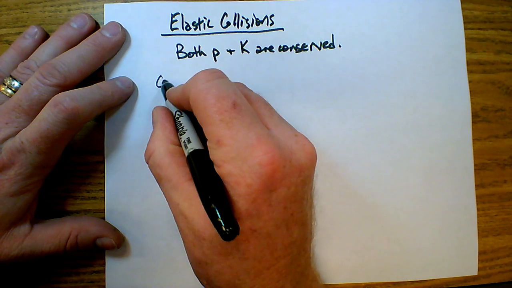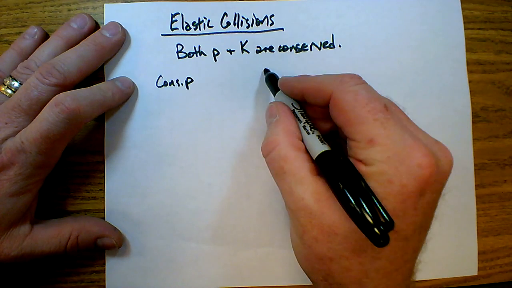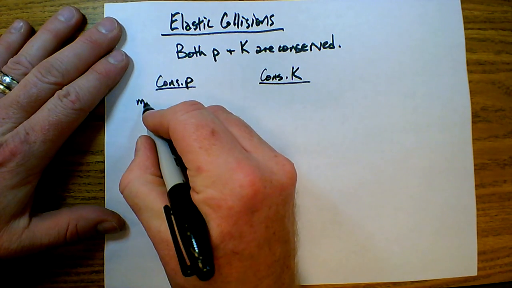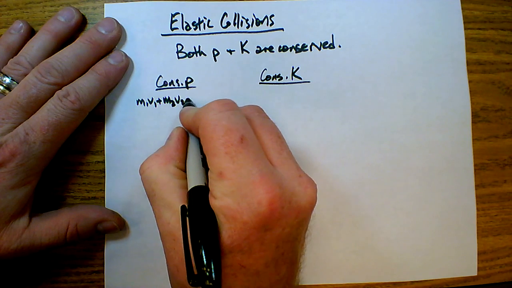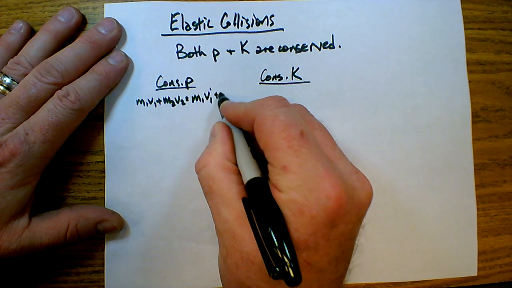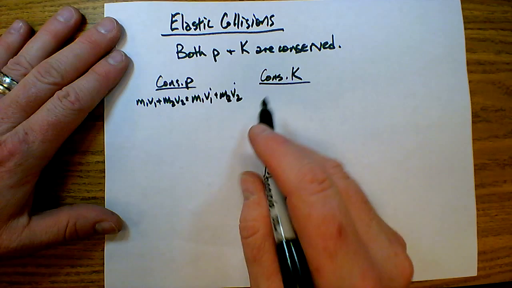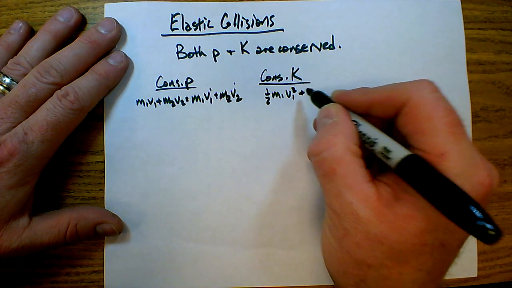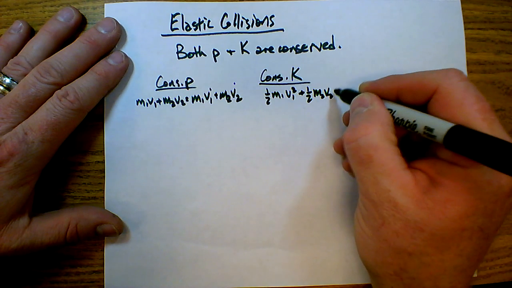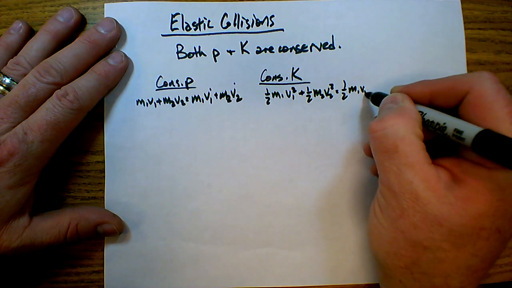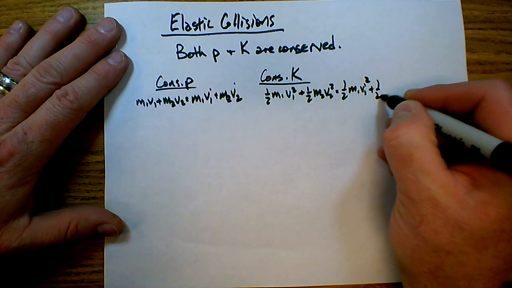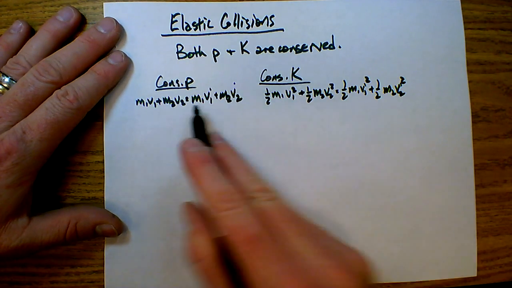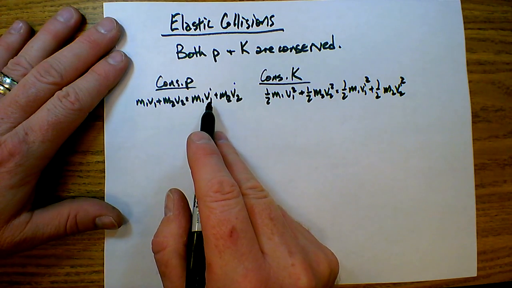But if we have a case where kinetic energy and momentum are conserved, then I can use both the conservation of momentum equation and the conservation of kinetic energy equation. From conservation of momentum, m1v1 plus m2v2 equals m1v1 final plus m2v2 final. And for kinetic energy, 1/2 m1v1 squared plus 1/2 m2v2 squared equals 1/2 m1v1 final squared plus 1/2 m2v2 final squared. As you can see, the kinetic energy equation and the momentum equation have the same variables.